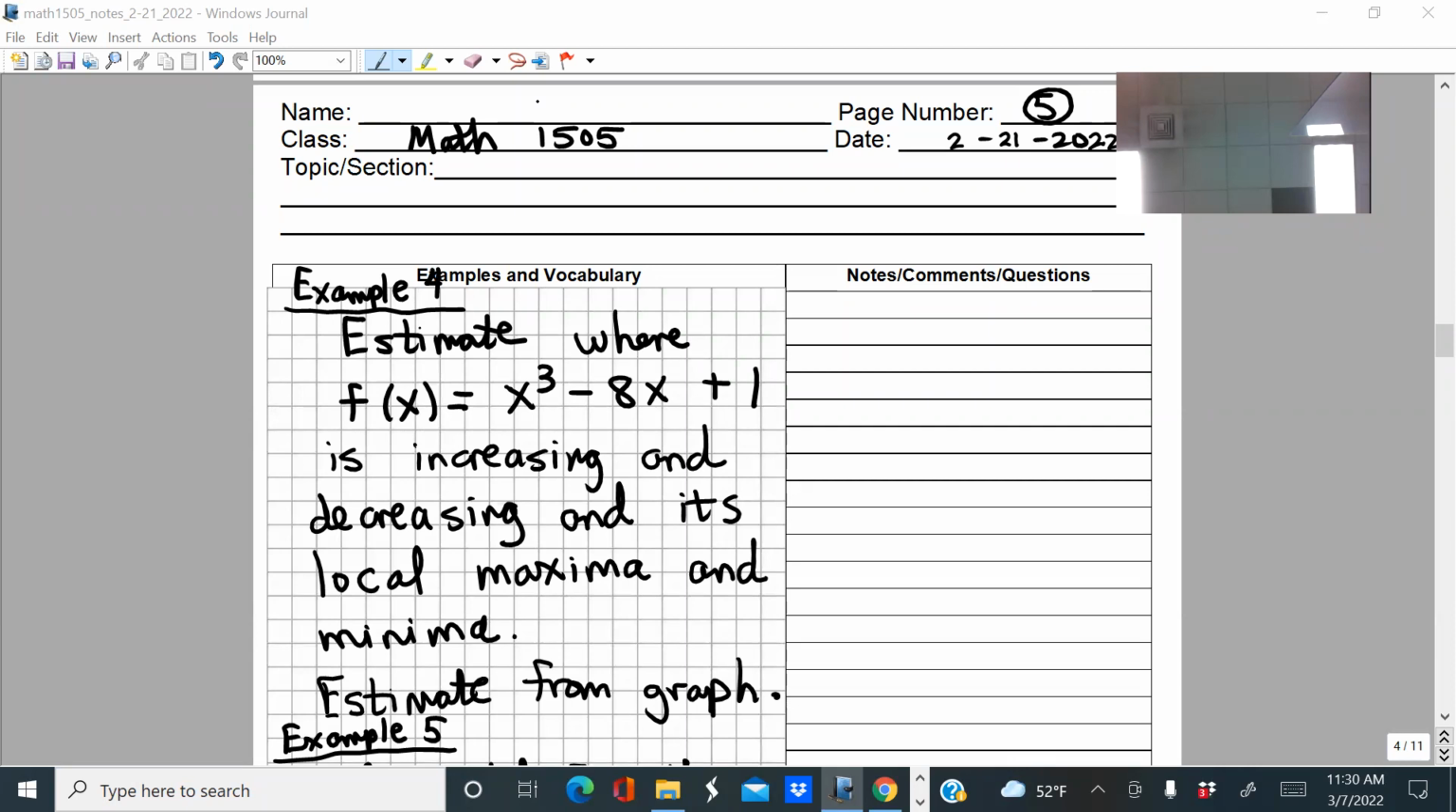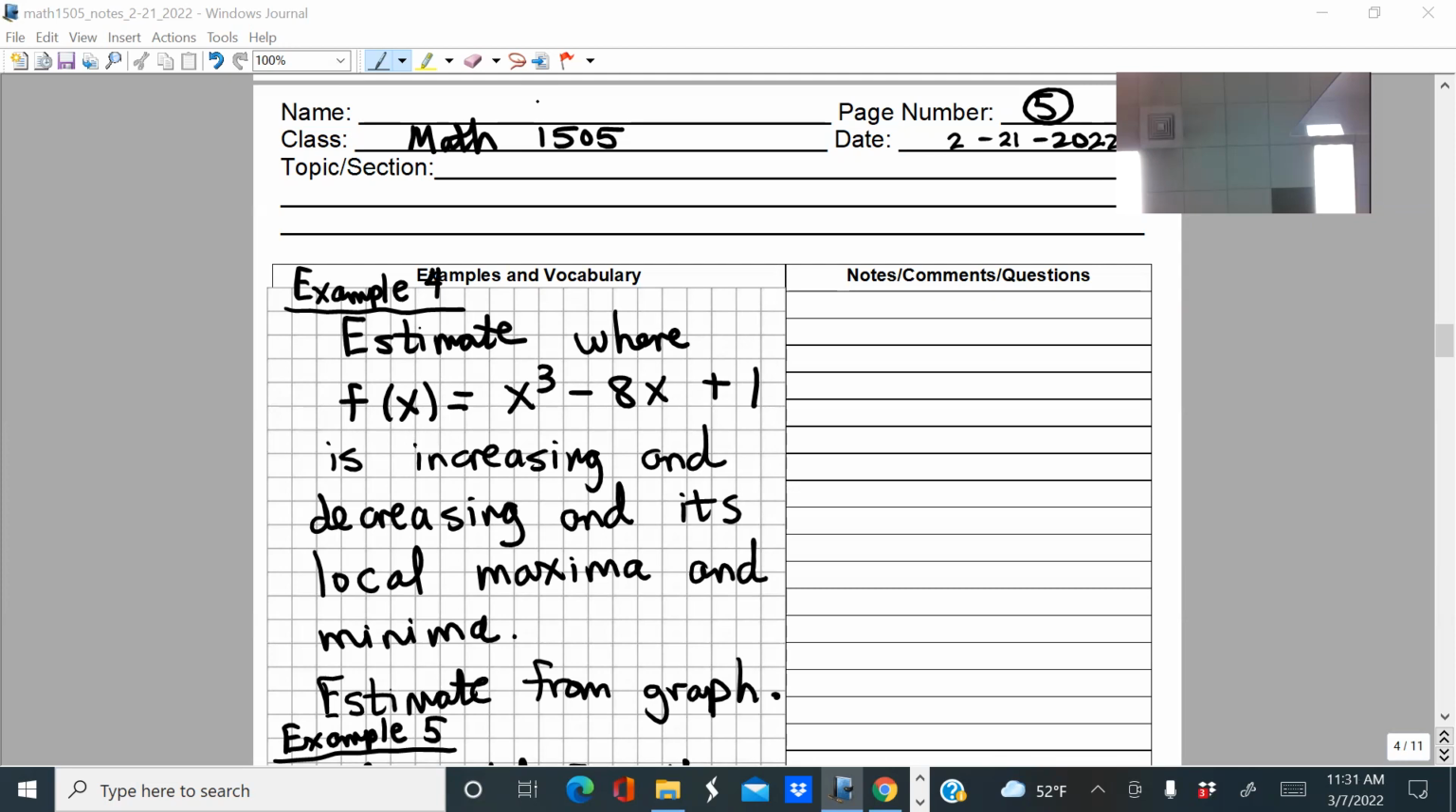So you might see problems like this one in the homework. And so there you're just given a formula for a function, obviously not a straight line, right? And then just ask where is it increasing, where is it decreasing, right? And what are the local maxima and minima? Maxima is the plural of maximum, minima is the plural of minimum, right?